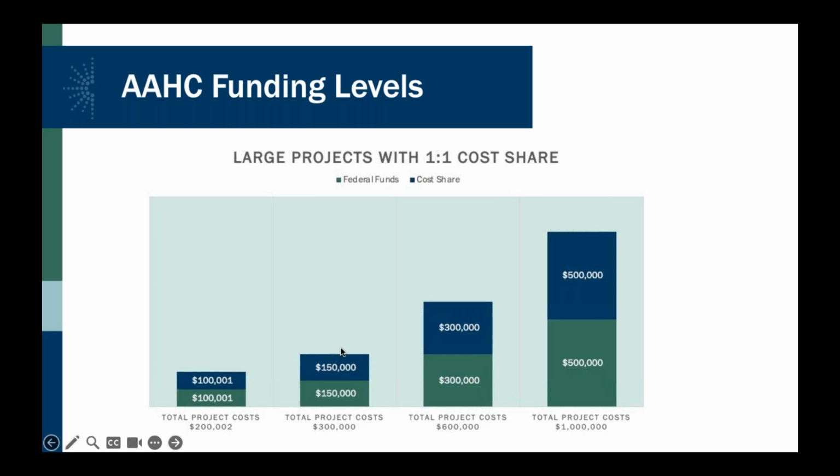Here you will see the one-to-one cost share applied for projects requesting $100,001 up to the maximum of $500,000. For these projects, the one-to-one cost share is required. And again, it is not advised that you overcommit to a cost share larger than your grant request.